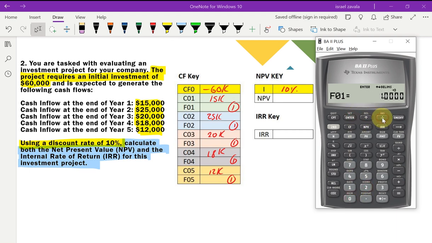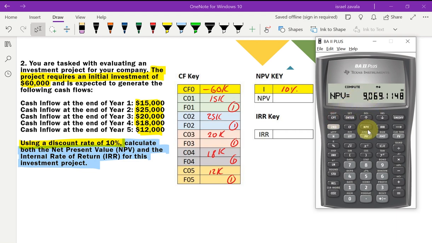60. I always do that. 15, 25, 20, 18, and 12. And that's how I know I've put everything in right. Now I'm going to go to NPV. I'm going to put in my 10% discount. Enter. I'm going to scroll down to NPV. And all you can do here is compute.